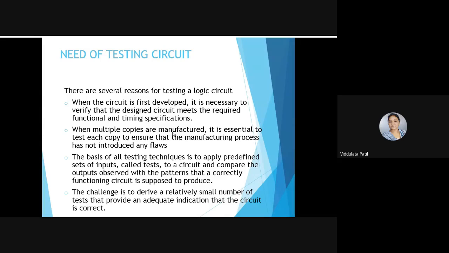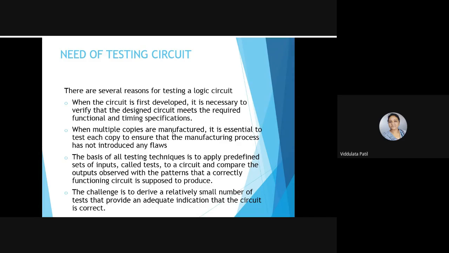Okay, that means it is functioning well or not, that is decided. So the challenge is to derive a relatively small number of tests that provide an adequate indication that the circuit is correct. This is the challenge for the test engineers. Whenever you are going for a complex circuit, it should have a small number of tests which will give the indication that the circuit is correct or not.